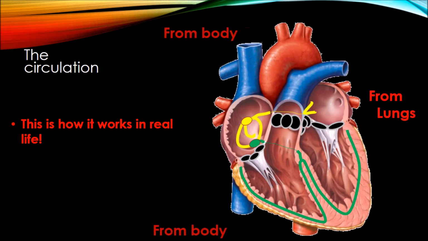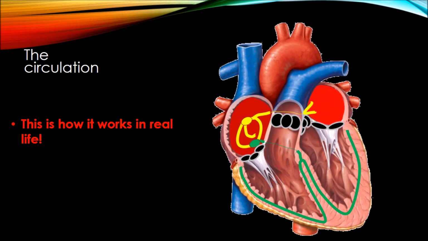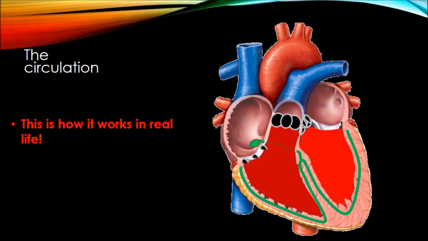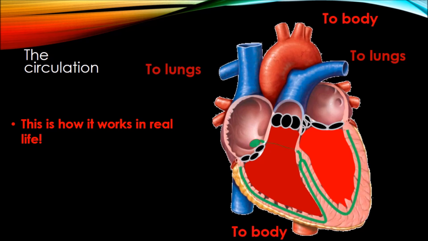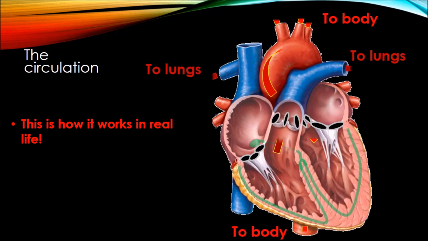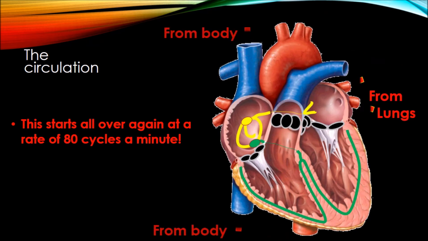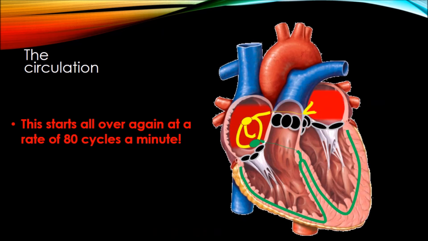Now it's a little dramatic scene there. The blood comes from the body and from the lungs, fills the atria, the sinoatrial node sparks, the valves open, the atria squeeze the blood into the ventricle, the valves close, the atrioventricular node sparks the signal to the ventricles, and here you squeeze the blood and the blood shoots out to the artery and vein, okay? So that's how it works in real life, okay? So you see the coupled action there, and this starts all over again at a rate of about 80 cycles per minute, which are those 80 beats per minute the heart does, okay.